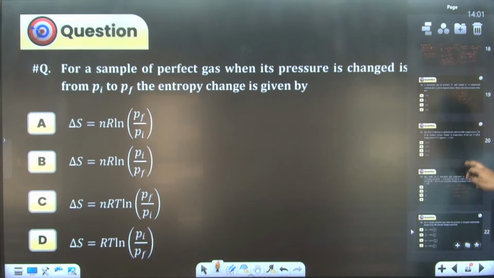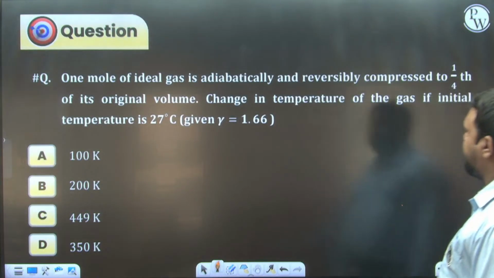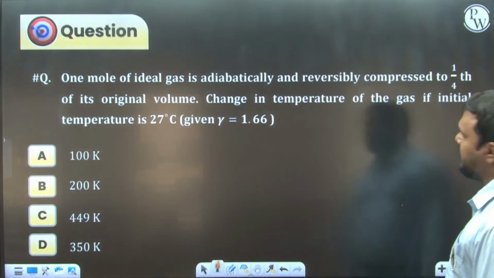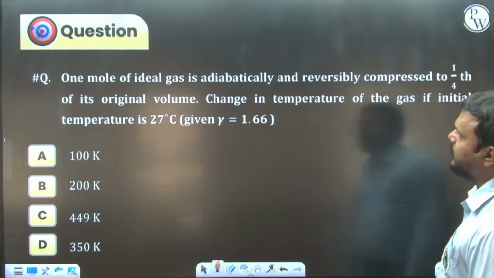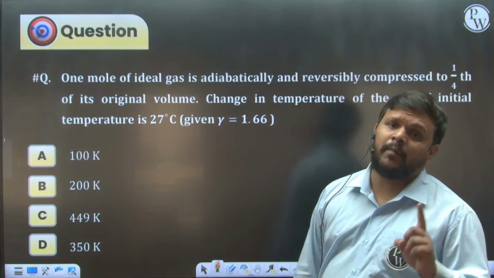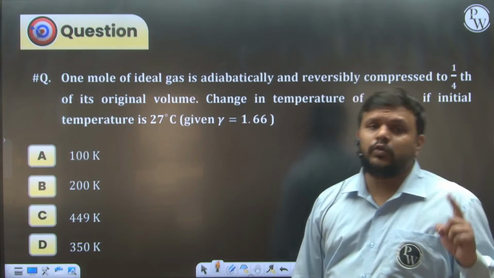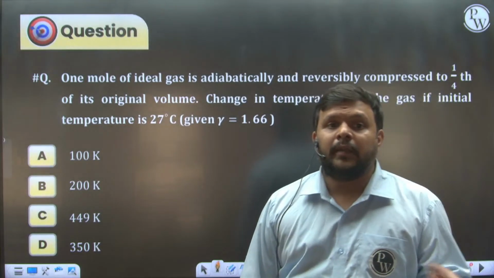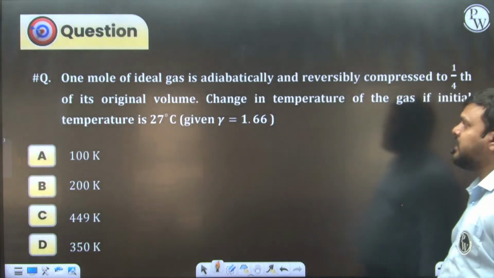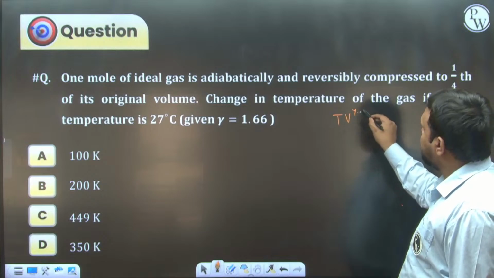Next question. 1 mole of ideal gas is adiabatically and reversibly compressed to 1/4 of its original volume. Find the change in temperature of the gas if the initial temperature is 27 degrees Celsius. Over here, we have to use the equation T V power gamma minus 1 is equal to K. See, in the last question you had P V power gamma is equal to K. Why? Because we were dealing with pressure and volume. But now we are dealing with temperature and volume. So we have to use the equation T V power gamma minus 1 is equal to constant.